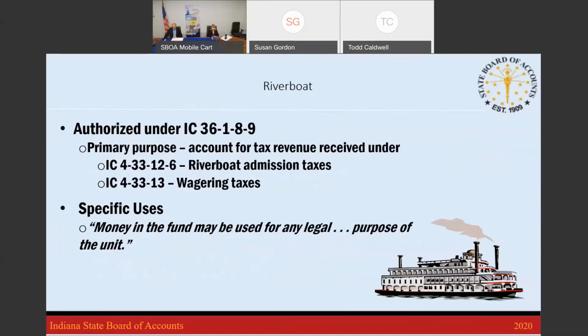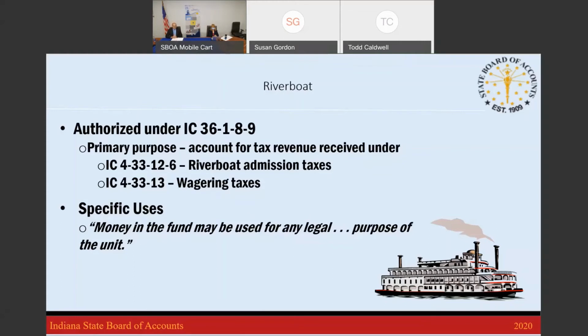Next is the Riverboat. The Riverboat money is authorized under Indiana Code 36-1-8-9 to account for a couple of different admission and wagering taxes. It can be used for any legal purpose of a city or town. And I wanted to point out that there isn't any authority to transfer it to any other funds. We get that question a lot. Can we move Riverboat to this fund or that fund? No, I think we take audit exception to that because there's a lack of authority to transfer it. However, because it can be used for any legal purpose, you can just disburse it out of the Riverboat fund. There's really no need to transfer it anywhere else.